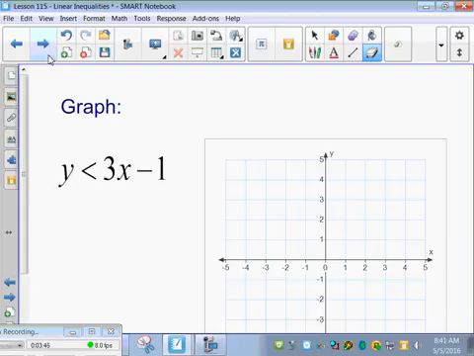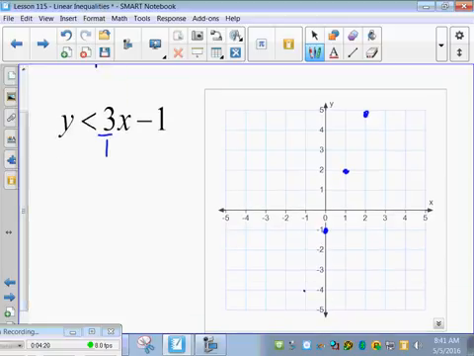So, Ben, what's the first point I'm going to put on the graph? -1 on the y-axis. Okay, and Aaron, what's the slope of my line? Yep. So it's 3 over 1, which means we're going up 3 and right 1. They're both positive for my slope. So I'm starting at -1. I'm going to go up 3, right 1, put a point. Up 3, right 1, put a point.